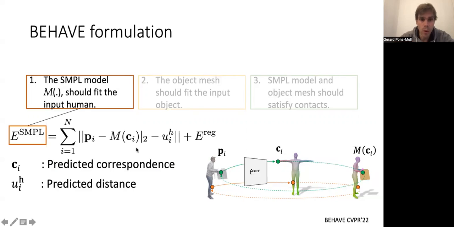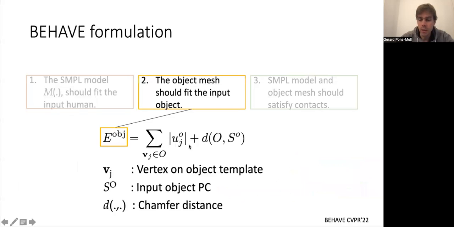So what do we want? We want that the distance from every point in space Pi to the closest point in the simple model M of Ci, where Ci is also predicted by a neural network, for every point in space Pi, right, matches the neural network prediction of the distance, which is UIH. So this is what we want to minimize, right? This discrepancy with respect to the model parameters that parameterize M. And we also need some regularization term. And then we have the object term.